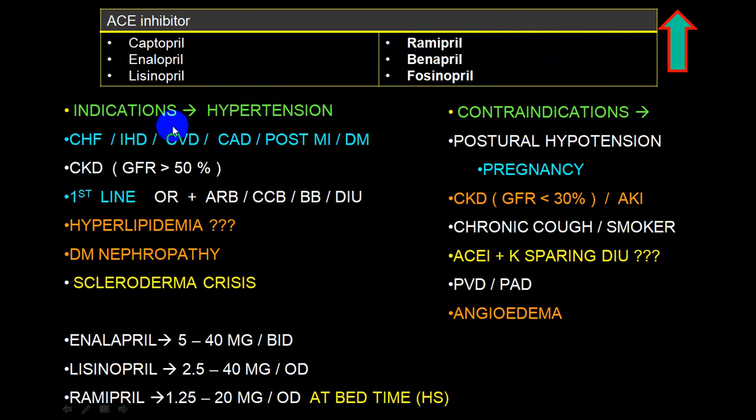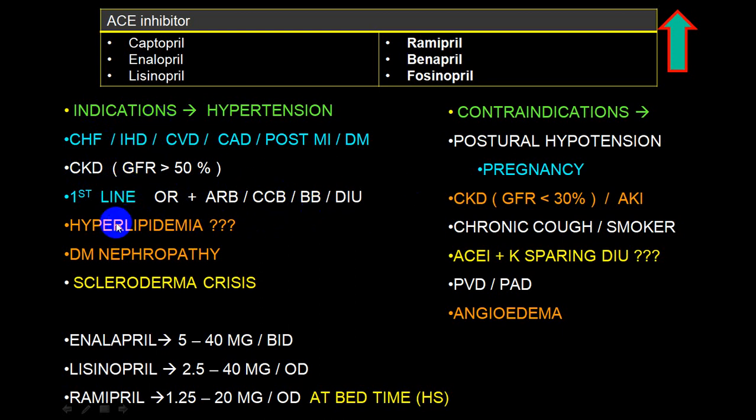Indication: hypertension with congestive heart failure, ischemic heart disease, cerebrovascular disease, coronary artery disease, post-MI, diabetes mellitus, it is a first drug of choice. In a CKD, it can be used if GFR is up to 50. Now, some people say that you can use it up to even 30, but less than 30, don't use ARB or ACE inhibitor. It is first line drug of choice in hypertension with these groups, or it can be utilized with CCB, beta blocker or diuretic. You can combine with any.